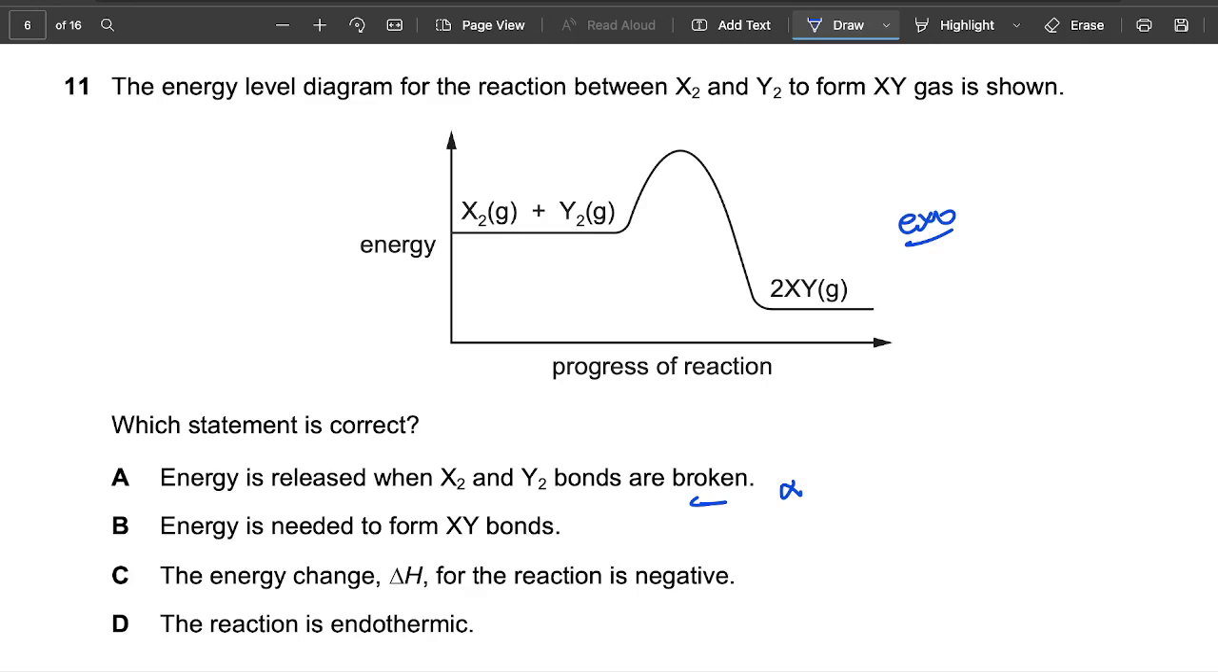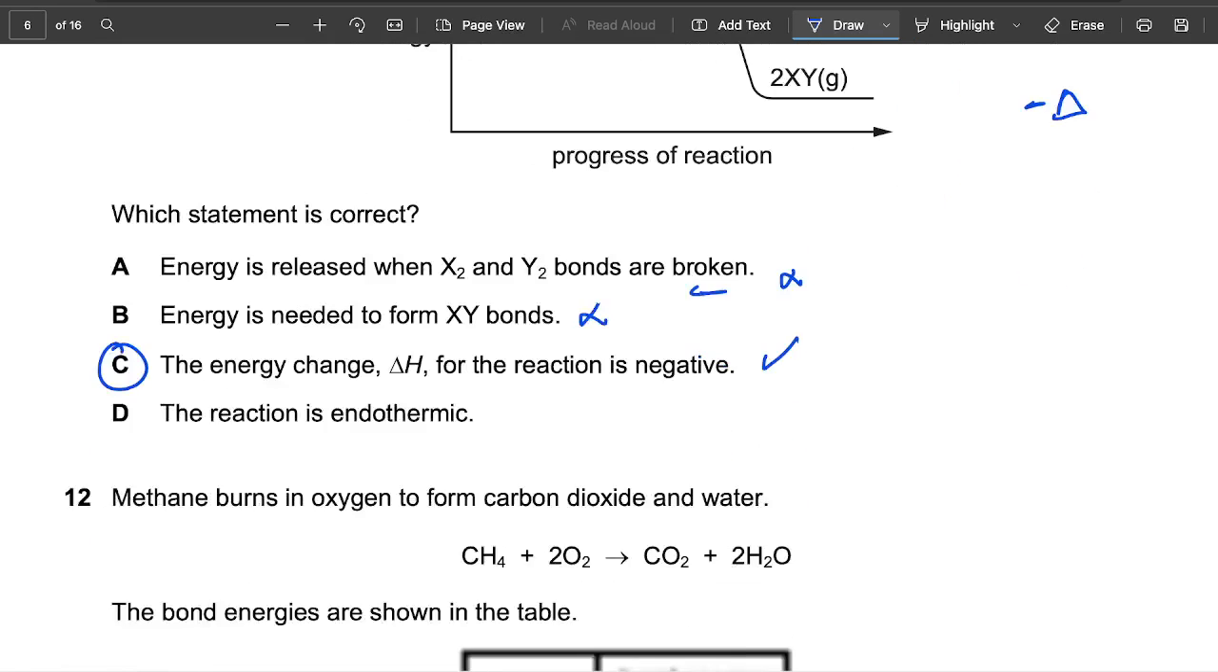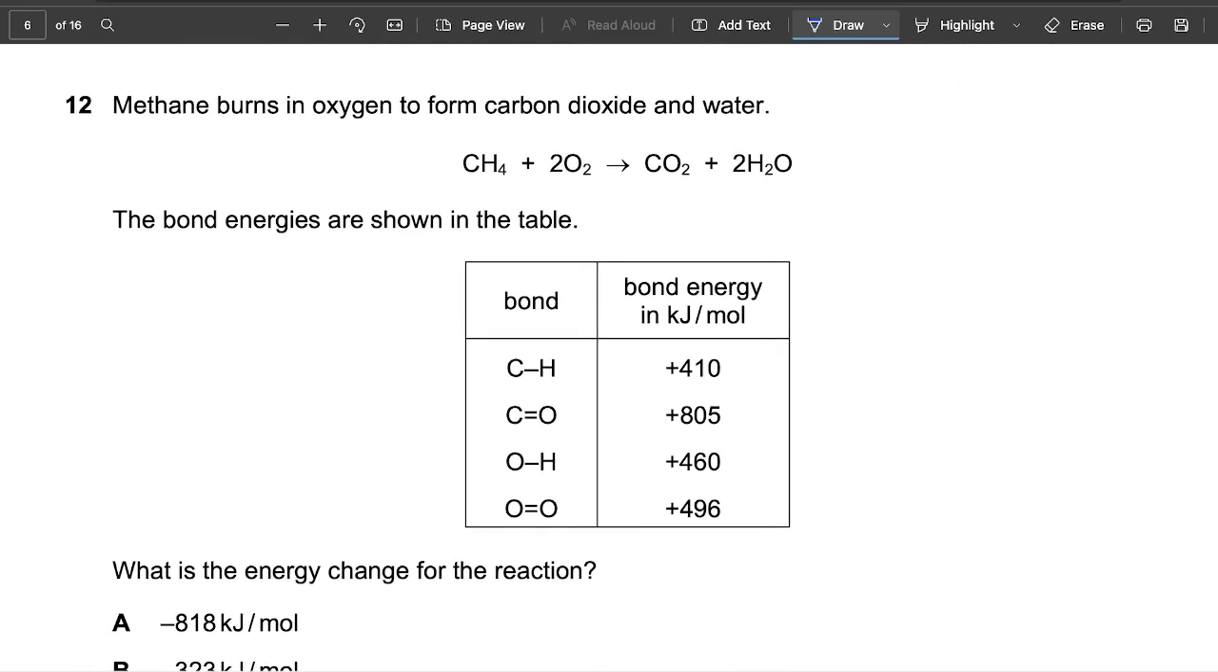Energy is needed to form XY bonds. That is wrong. That is endothermic. Energy is not taken in, hence you do not need that. The energy change for the reaction is negative. That is correct. Anytime it is exothermic, the change is negative. Usually even in paper 4, after they give you the equation on the side, they say it's negative. That means it is an exothermic reaction, meaning the forward reaction is exothermic. So the answer is C. We move on to the next question.